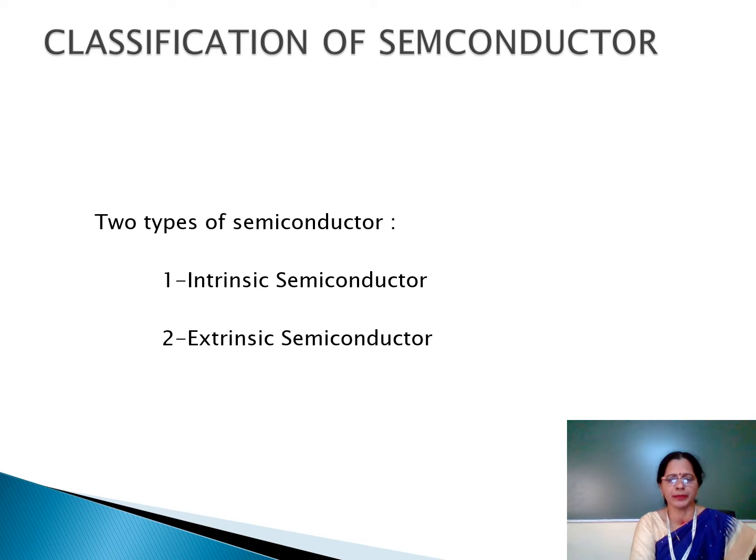Some special types of impurities are selected and added to the pure semiconductor. And when we add the extra material, we get the extrinsic semiconductor. That extrinsic semiconductor is practically used for manufacturing electronic devices.